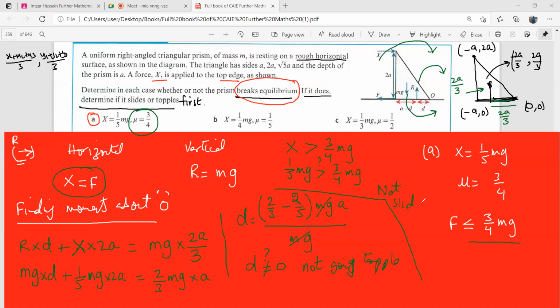So this is neither going to slide nor going to topple because your friction has not been overcome by this applied force over here. The friction has not been overcome by this applied horizontal force over here. So if this x was more than 3 over 4 mg, only then this could have slided. Okay? Now you people have the same question here. You try this for the part B.